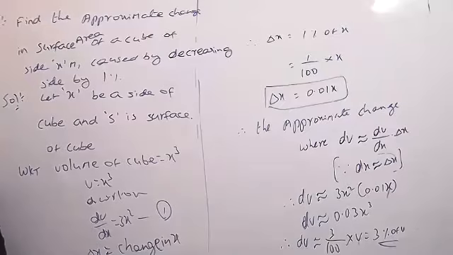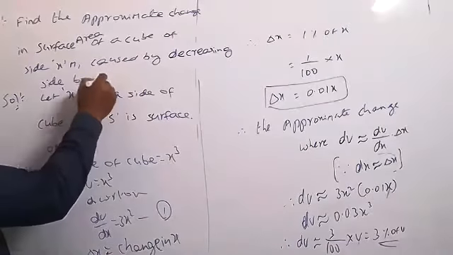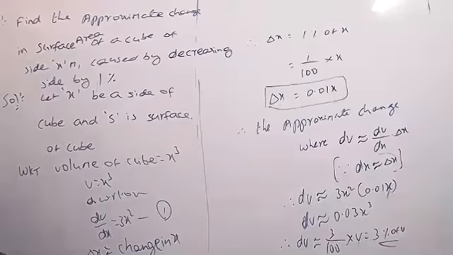Find the approximate change in surface area of a cube of side x meters caused by decreasing the side by 1%. Here also, it is the same procedure we have to follow.